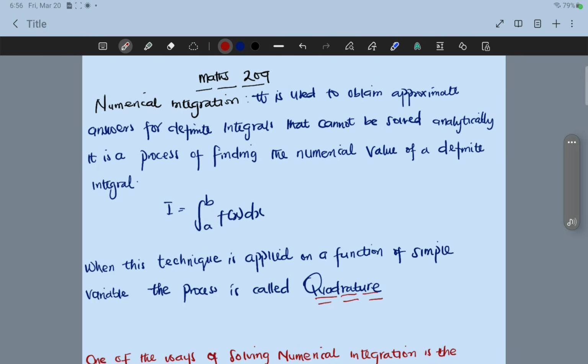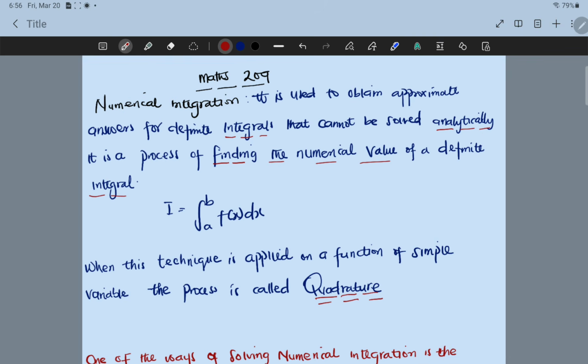Interesting moment. We are looking at numerical integration, and it is the last topic for Math 209. That's a beautiful one. So what did we say about numerical integration? We said it is used to obtain approximate answers of definite integrals that cannot be solved analytically, and so it is a process of finding the numerical value of a definite integral.